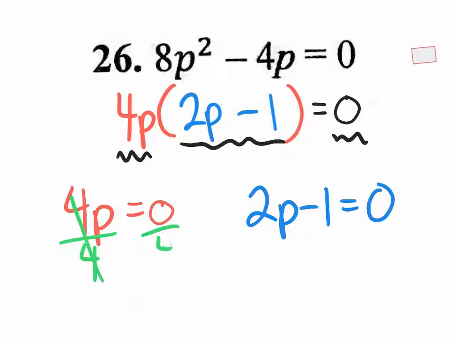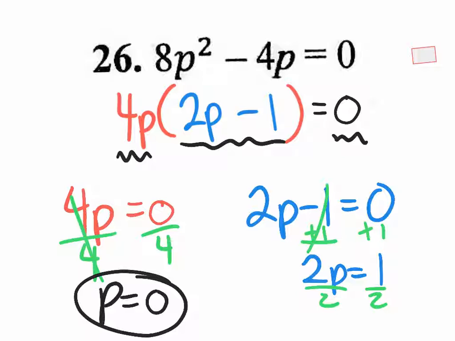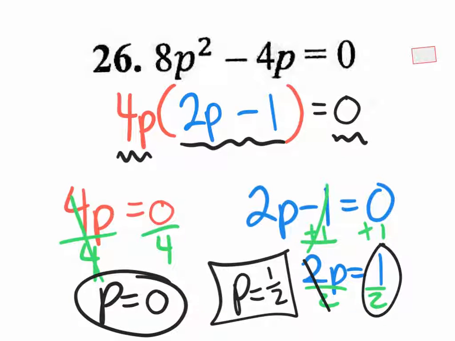So p does equal 0. 0 divided by any number is still 0. And then over here, you go plus 1. You end up with 2p equals 1. Final step would be to divide by 2. So p equals 1/2. So p equals 0 and p equals 1/2 is the answer to 26.